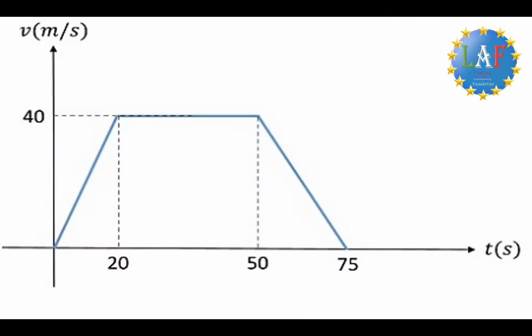For example, a car goes from 0 to 40 meters per second in 20 seconds. So the acceleration is 40 divided by 20, that is 2 meters per second squared.